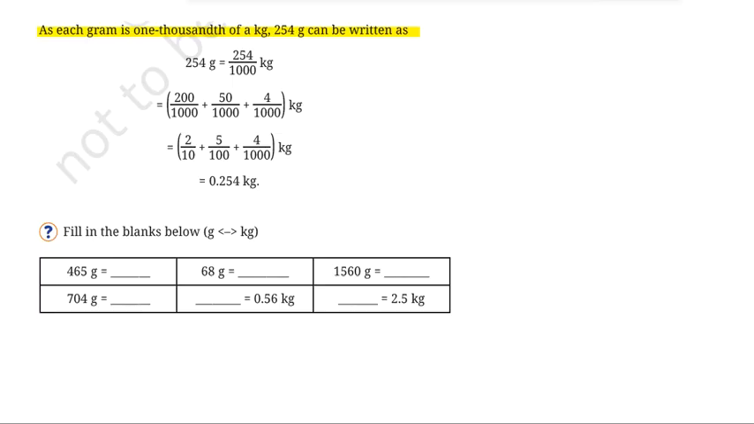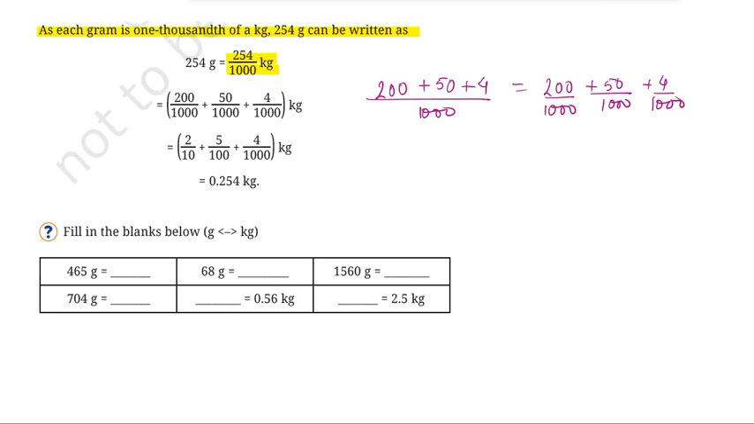As each gram is 1/1000 of a kg, so 254 grams can be written as 254 grams to be converted to kgs, so you will divide it by 1000 kg. Now there are two ways. One way is here they have written 254 as 200 plus 50 plus 4 in expanded form, and then separately divided them. So you get 200 over 1000, 50 over 1000, and plus 4 over 1000. Now 200 over 1000 will come as 0.2, 50 over 1000 will come as 0.05, and 4 over 1000 will come as 0.004. On adding, you will get 0.254 kg.